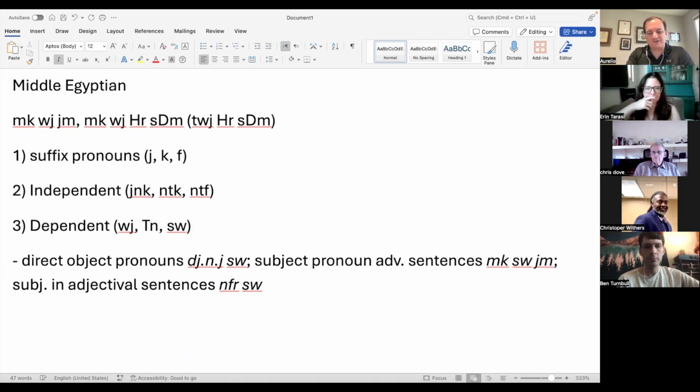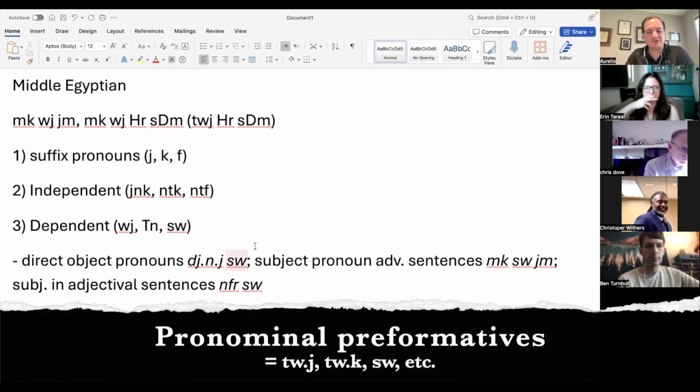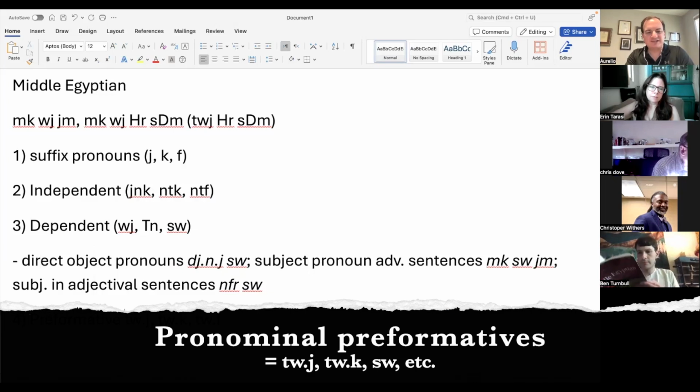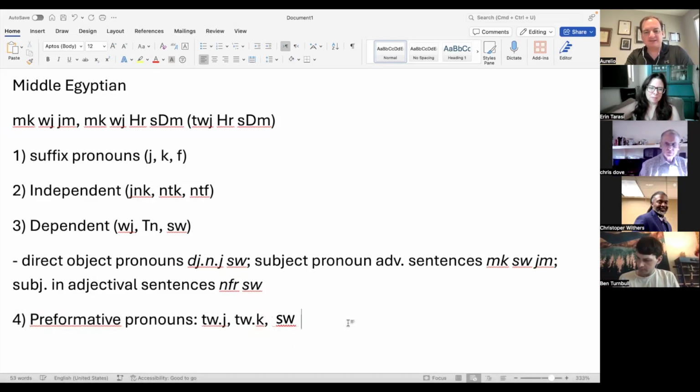Then on the way out of Middle Egyptian, you get a new one, which is this tui, took. I'm not doing the feminine forms right now just to save time. I like to call it just the subject pronoun because that's easier, but there is a special name for it. What is it called? The preformative pronoun. These guys. And they are becoming the subject pronoun for adverbial sentences.